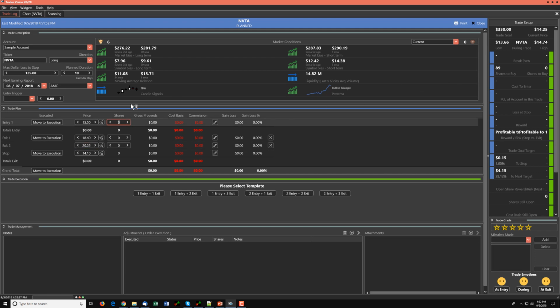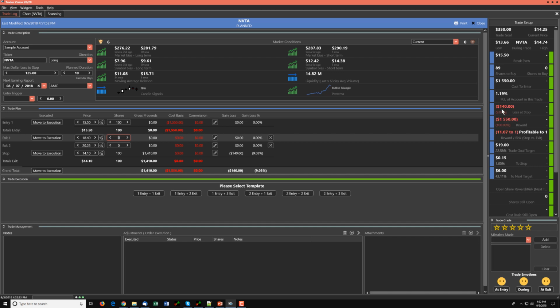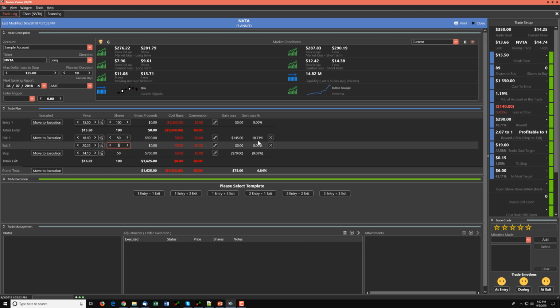89 shares, let's make it 100. So it's a very small position for this account, but it is $140 of risk, because we've got $1.40 between the entry and the stop. But if I make that first target, I can pick up almost 19%, and I do get my 2-to-1, so it would work. And if I had to sell the whole position there, I wouldn't quite make my trade goal, so I'd only have booked $290 of profit.